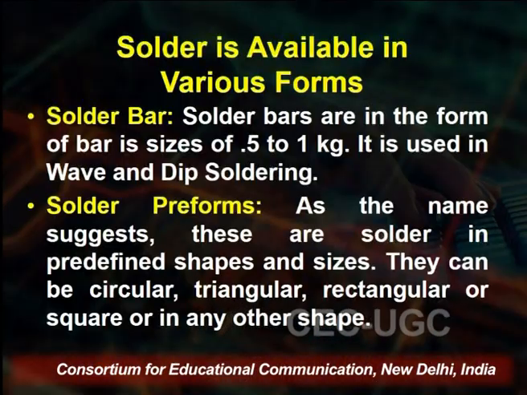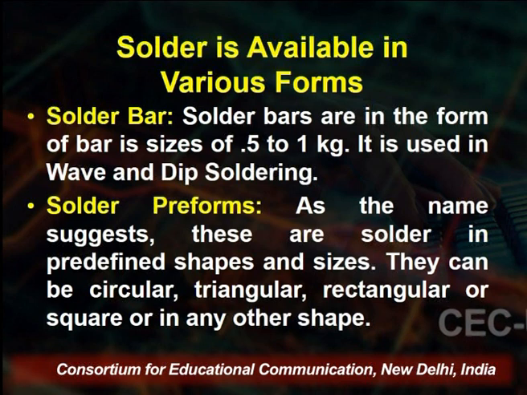Second type of solder form is the solder bar. What is the solder bar? Solder bars are in the form of a bar of the size of 0.5 to 1 kilogram, and basically it is used in wave and dip soldering. There are various types of soldering processes that we will discuss later, but now we are discussing the various tools which are used in soldering.